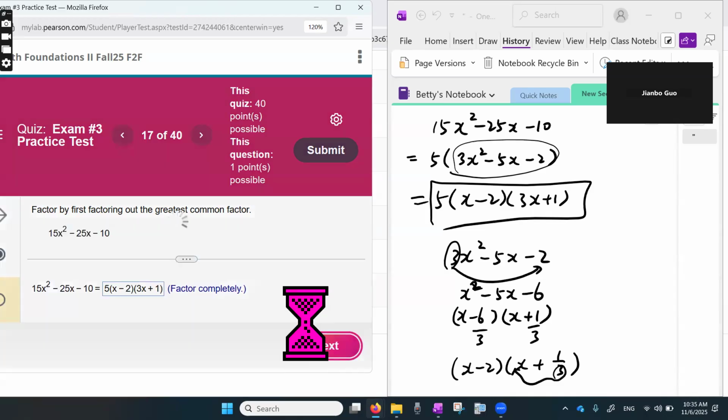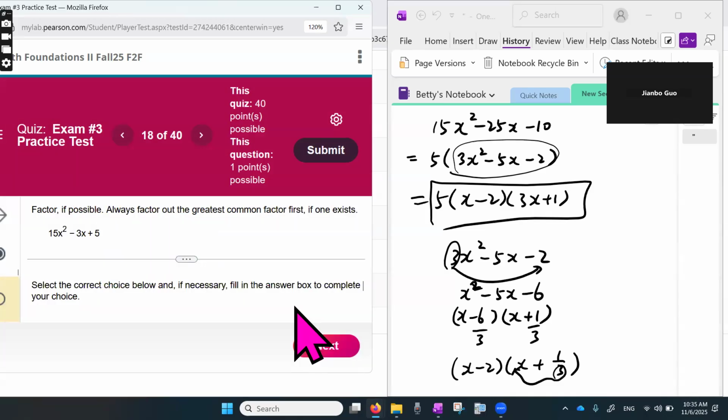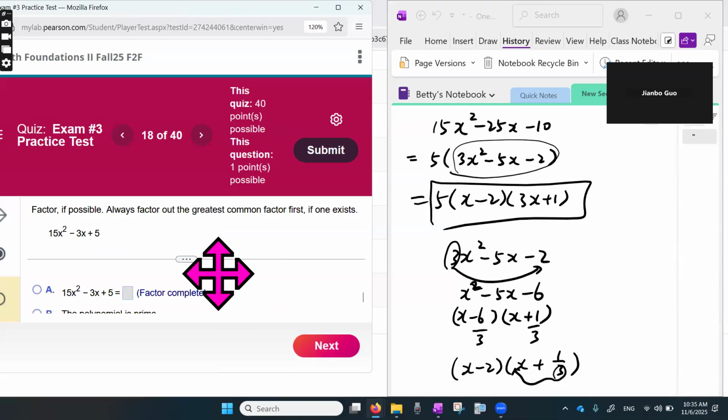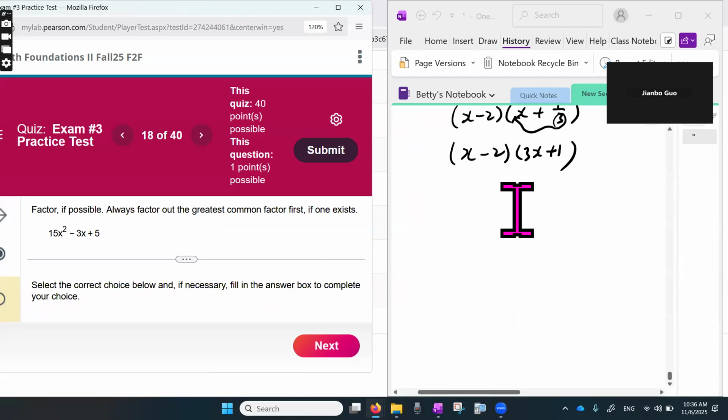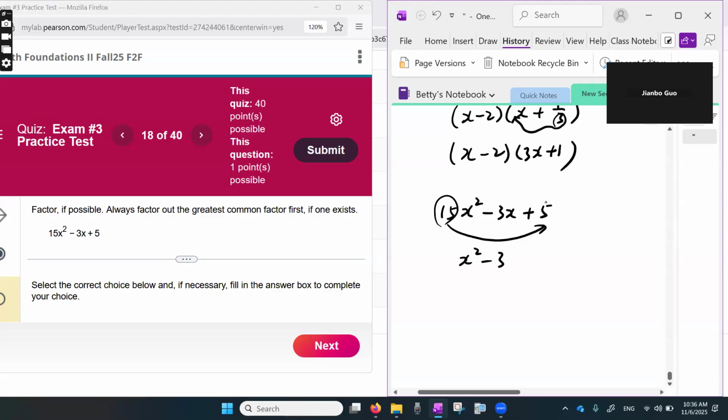Okay, next. Question number 18. Let me look at this trinomial. GCF is 1. There's nothing to factor out. Slide divide slide method. 15x squared minus 3x plus 5. Slide: x squared minus 3x plus 75. Yeah, 15 times 5 is 75. Okay.